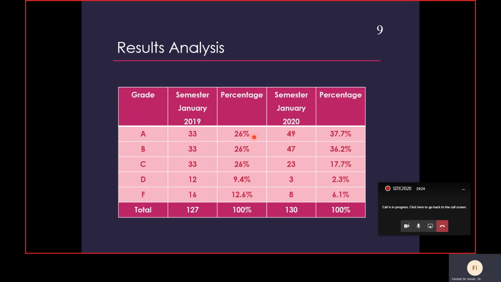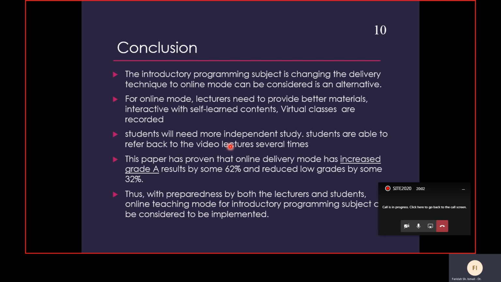So we can see here grade A last year students obtained 26% of A, as compared to this year students obtained almost 38%. An increase also in grade A. On the other hand, lower grade D and F, if we combine both, it becomes 22% last year, as compared to only less than 10% this year on the lower grade. So that is the difference.